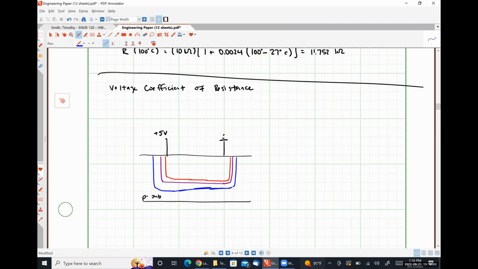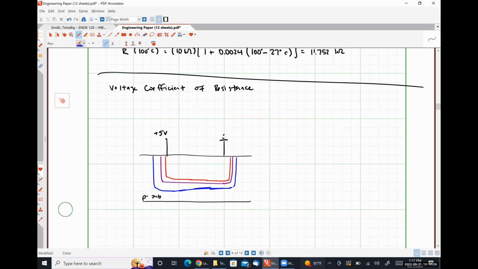Something like this. So this particular device exhibits a voltage coefficient of resistance because the resistance of the material changes as the voltage applied across the device changes. In this case, it's due to the thickness of the N well's variance over its length. So we see that as the reverse bias voltage increases, the average resistance of the N well increases.